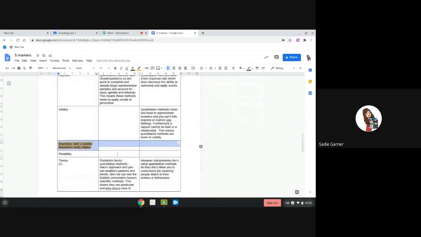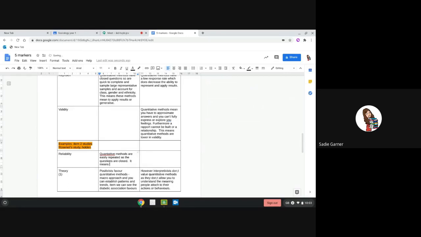And then for reliability, quantitative methods are easily repeated. As you've guessed, the questions are all closed. They're easily repeated as the questions are closed. It means you are likely to get the same or similar results.